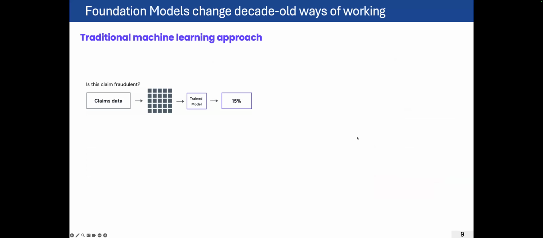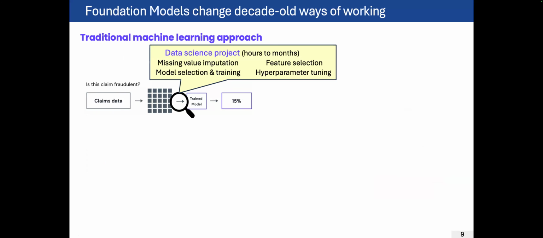All right. So foundation models really change the way that people are working in the context of tabular data. What you used to do is say there is a claims data set. You have to collect the data, you train a model, and then you predict for this particular claim whether it is fraudulent, for example, 15%. But this training is actually a data science project in itself, which if you're really good, like you Carl, then it might take hours. But typically this takes weeks, months. You need to do missing value imputation, feature selection, model selection, training, hyperparameter tuning, all kinds of stuff in order to actually get a strong model.